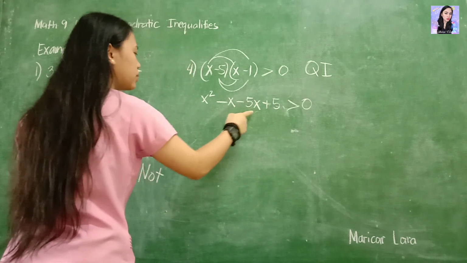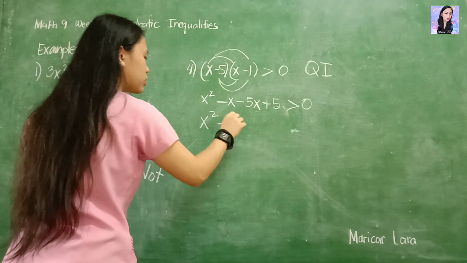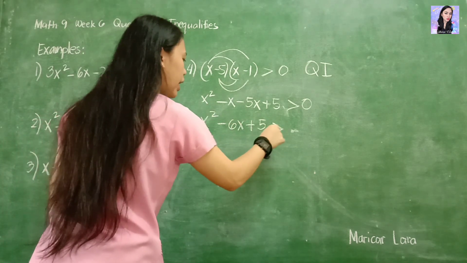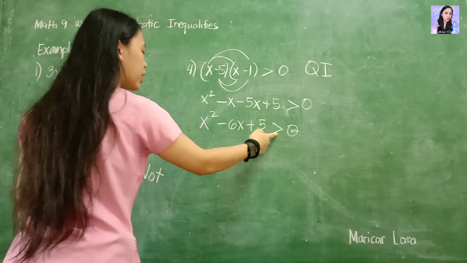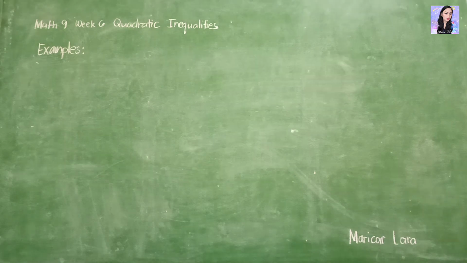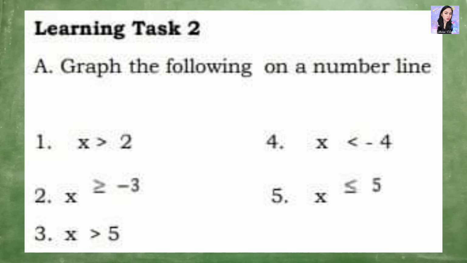Then combine like terms, we will have x squared minus 6x plus 5 greater than 0. So siya ay may inequality at siya ay quadratic. That's why it is quadratic inequality. Next, let's have learning task number 2. Graph the following on a number line.